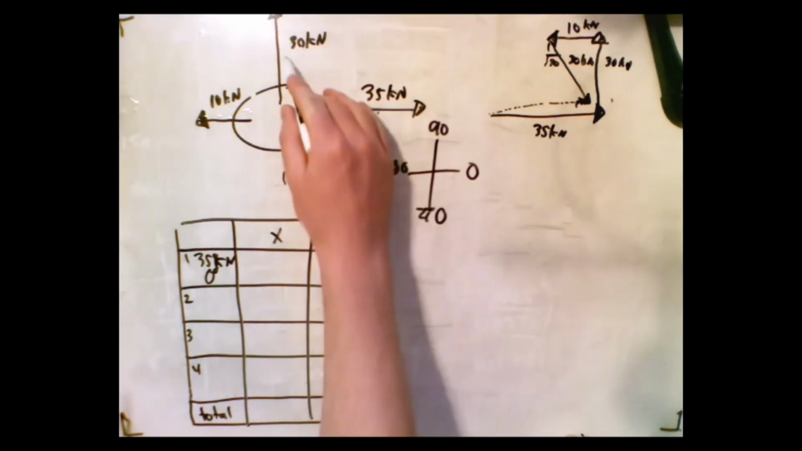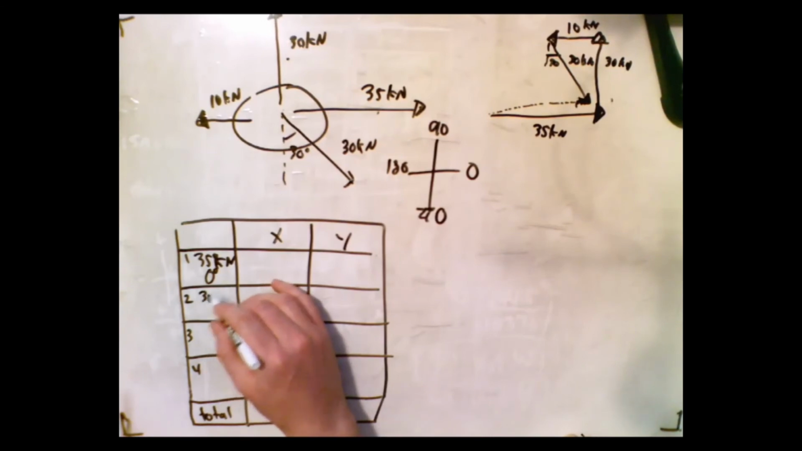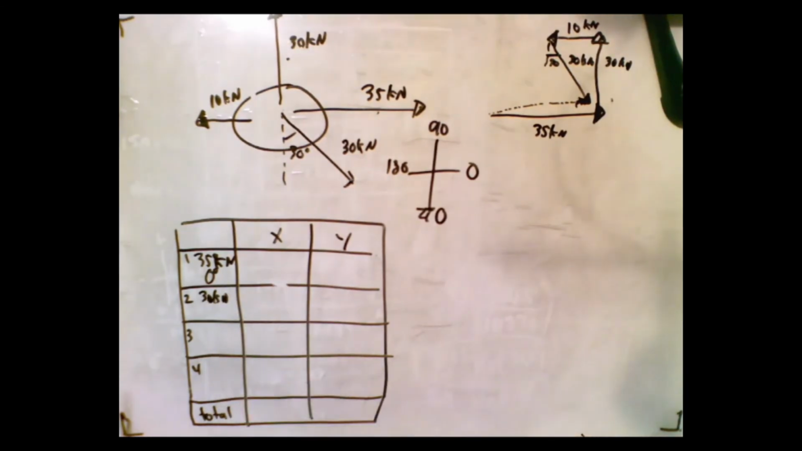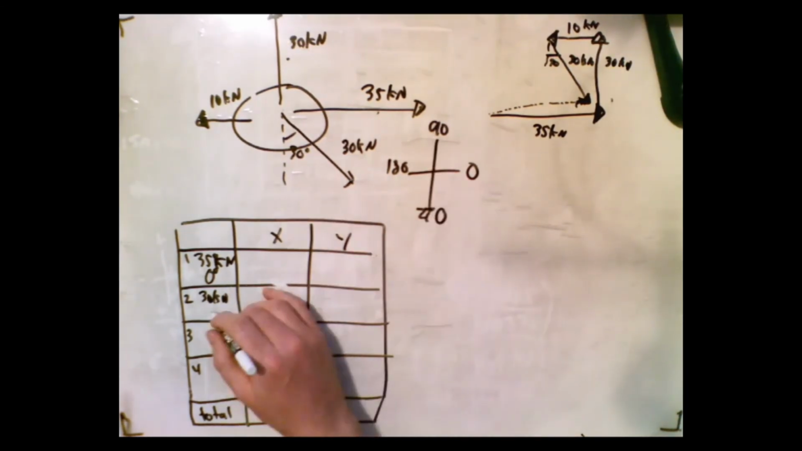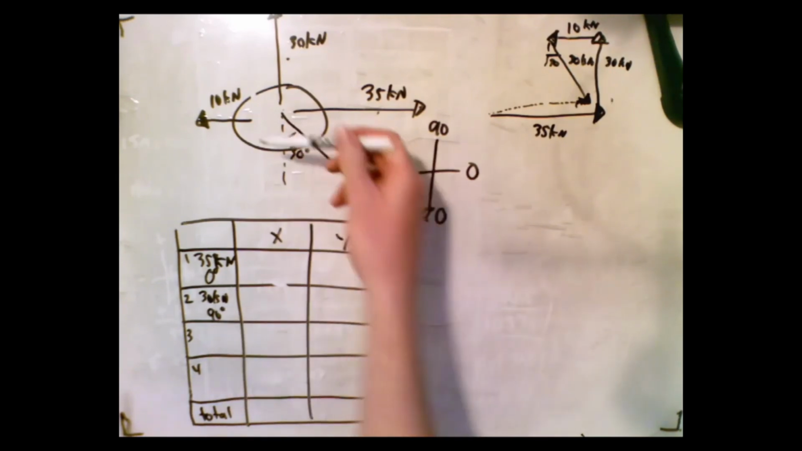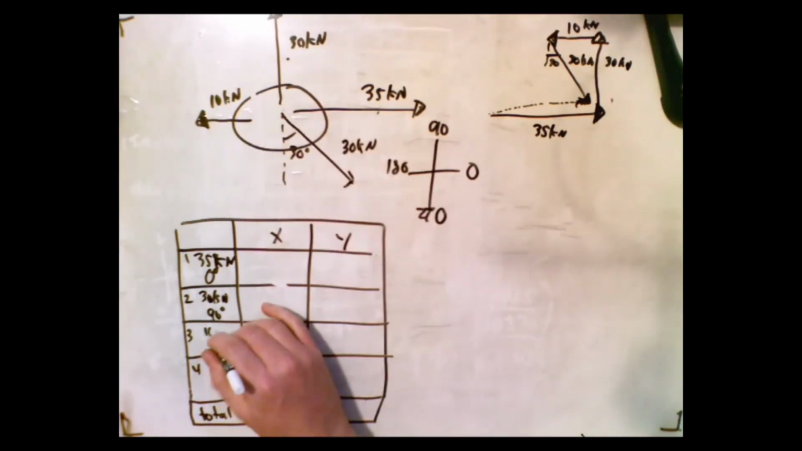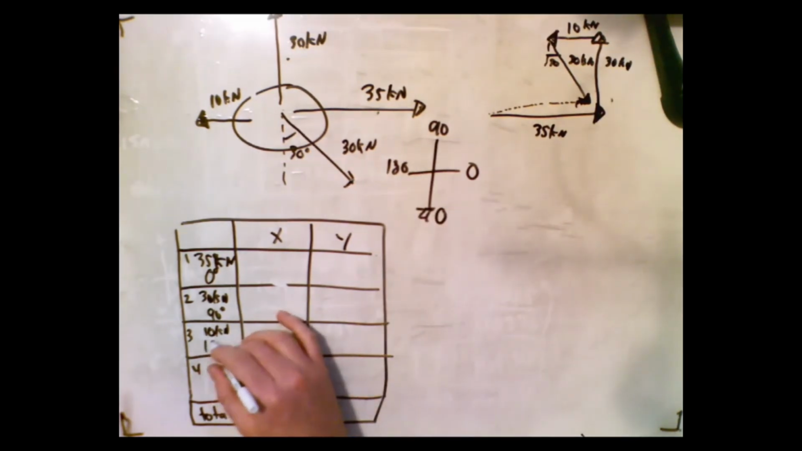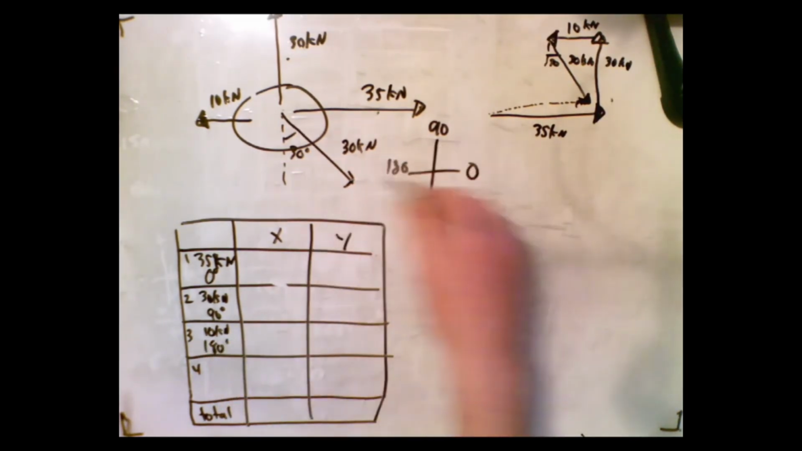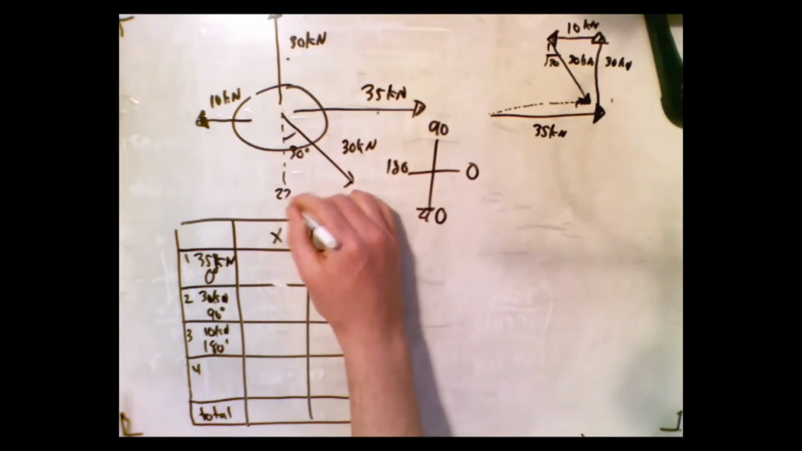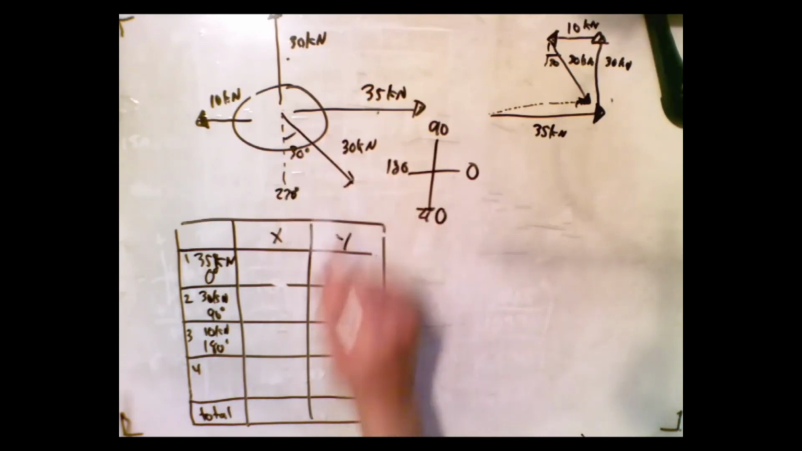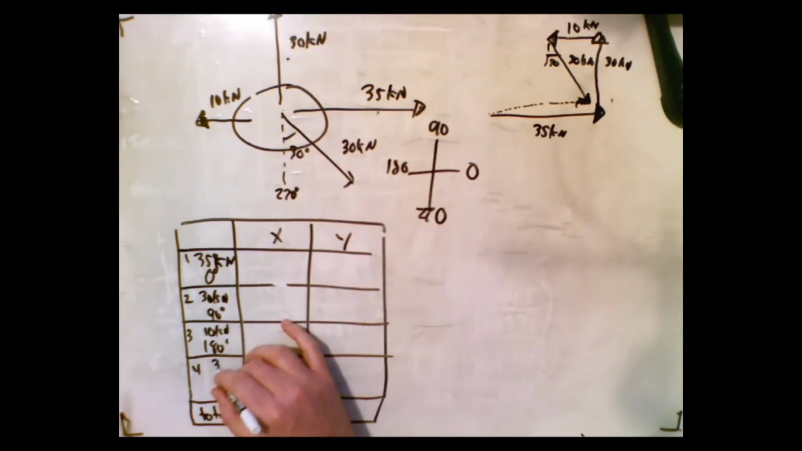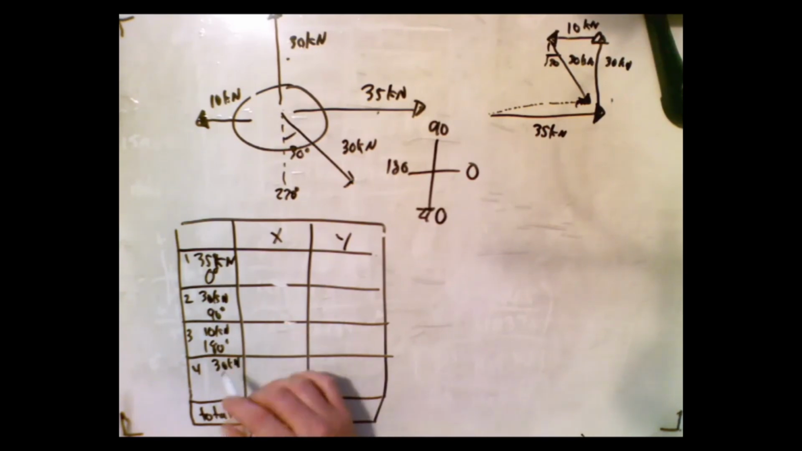And then this one here has 30 kilonewtons. And it's going straight up, so that's going to be 90 degrees. This one is 10 kilonewtons, and it's going straight west, so that's going to be 180 degrees. And then this one, so this would be 270 degrees down here, plus another 30. So we have 30 kilonewtons, and it's going to be 300 degrees because it's 270 plus a 30.